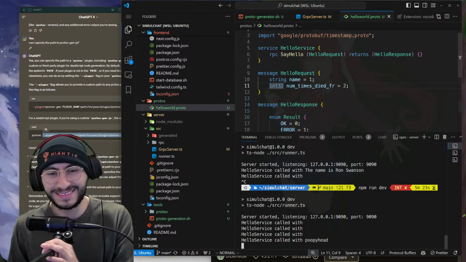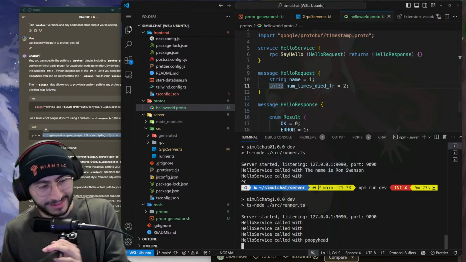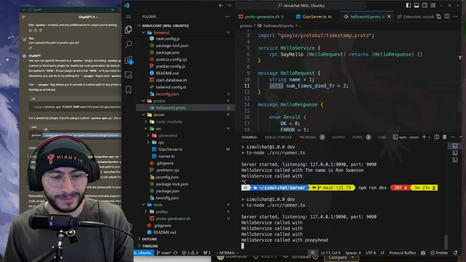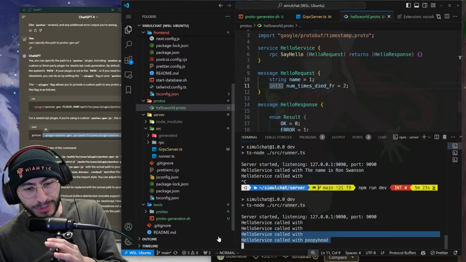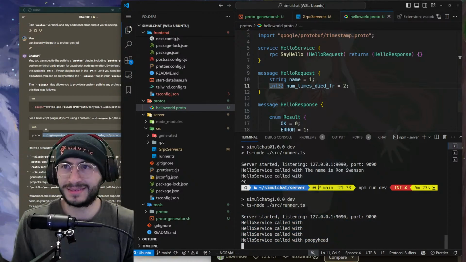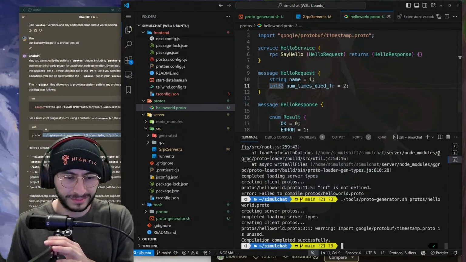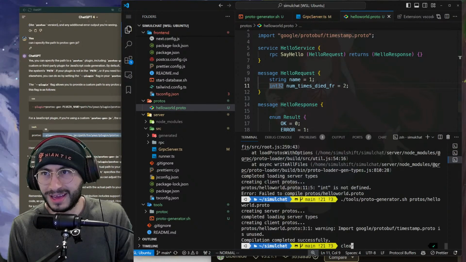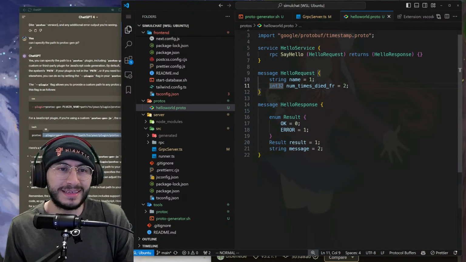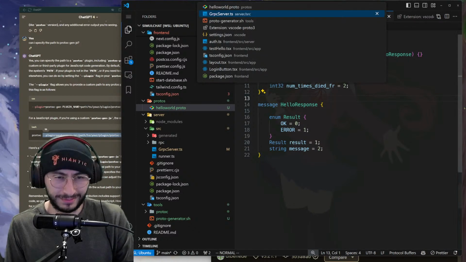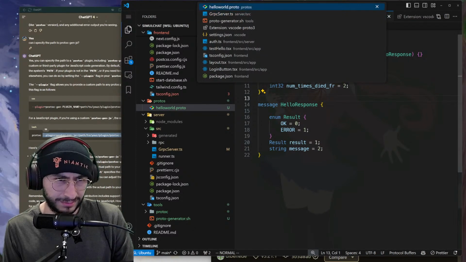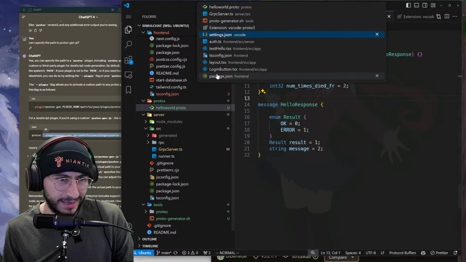That is the power of Protobufs, ladies and gentlemen. Hello service called with poopy head. That is the power of Protobufs. Okay, the next step is to get the timestamps to compile. That's got to be the next step.